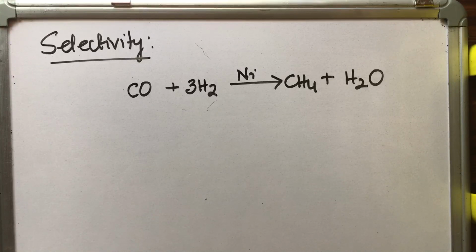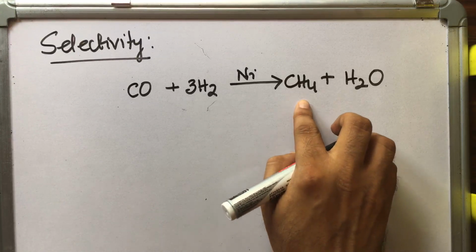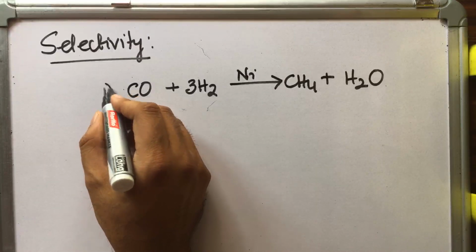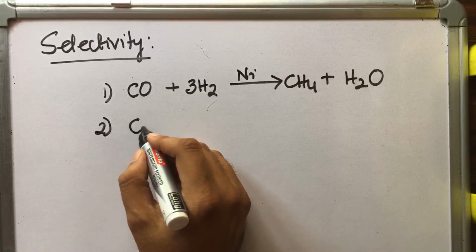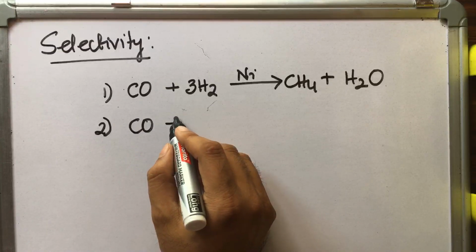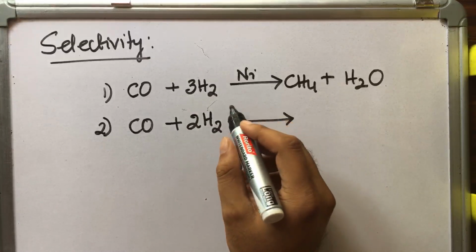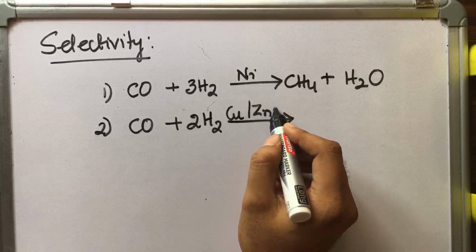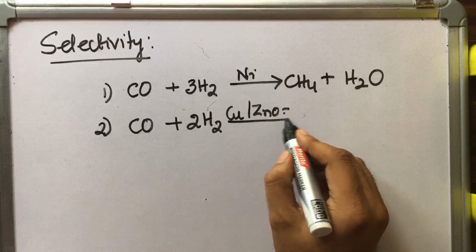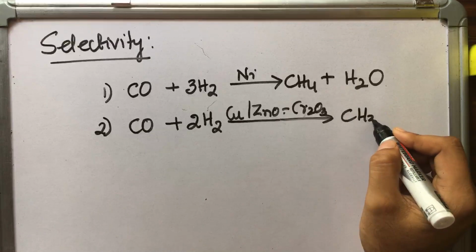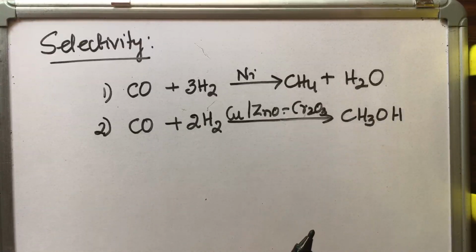Why is it called syngas? Because it is used in the preparation of many organic compounds. So in the presence of nickel as catalyst, it forms methane and water, which you have studied in the first PUC hydrogen chapter. And the second reaction, which you have studied in your second PUC alcohols, phenols and ethers chapter: carbon monoxide is mixed with hydrogen gas in the presence of copper and ZnO-Cr2O3 catalyst, so as to form wood spirit, that is methanol, CH3OH.